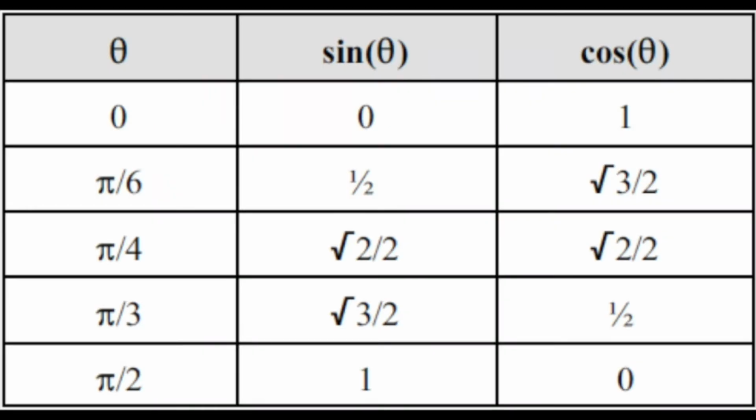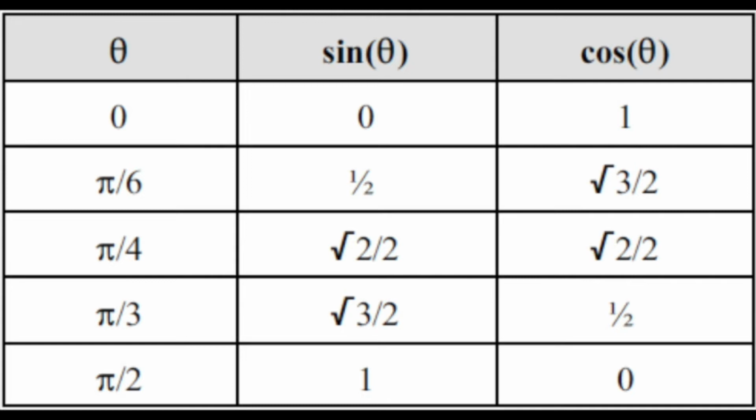Displayed on screen right now is a table of special angles that you'll need to memorize. For theta equals 0 radians, or 0 degrees, same thing, sine is equal to 0 and cosine is equal to 1. For theta is equal to pi over 6, or 30 degrees, sine is 1/2, and cosine is the square root of 3 divided by 2. For pi over 4, or 45 degrees, both sine and cosine are the square root of 2 divided by 2.